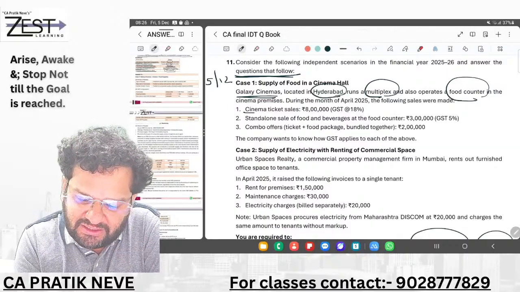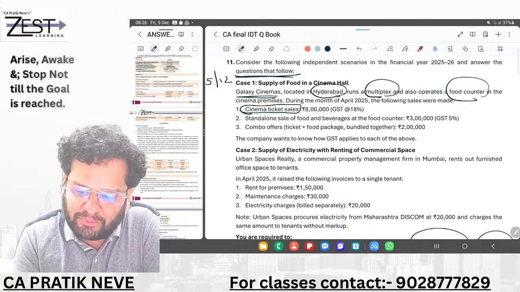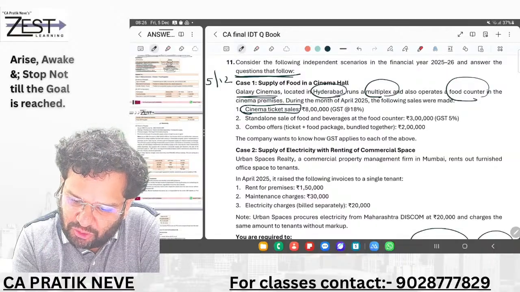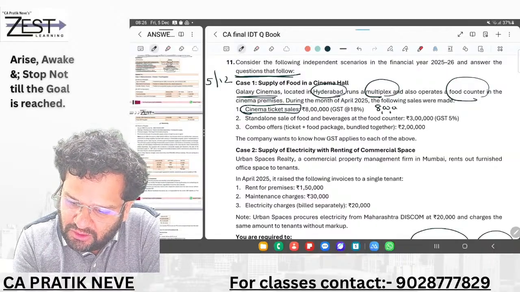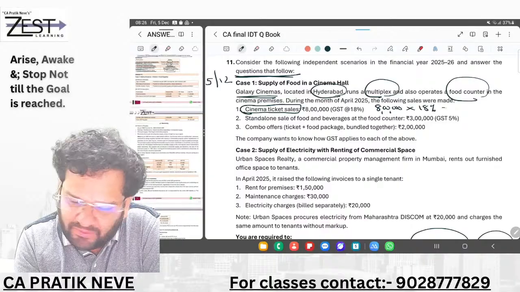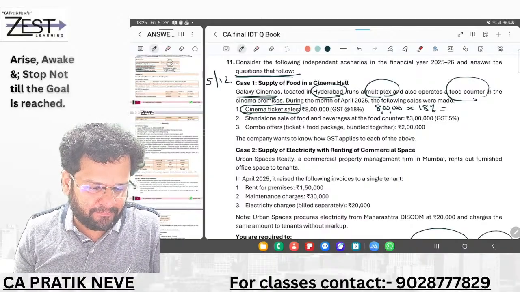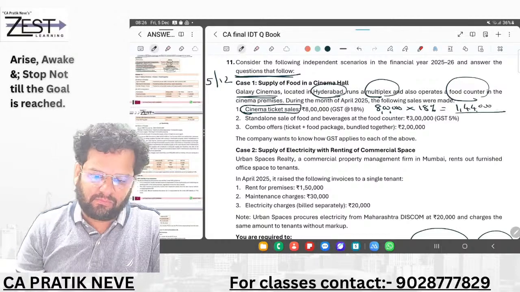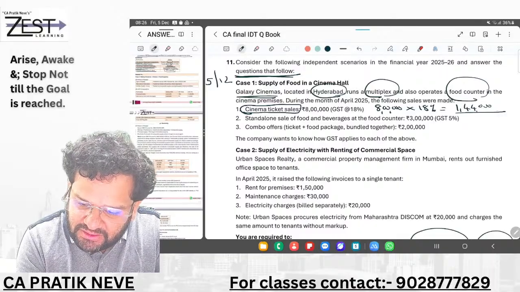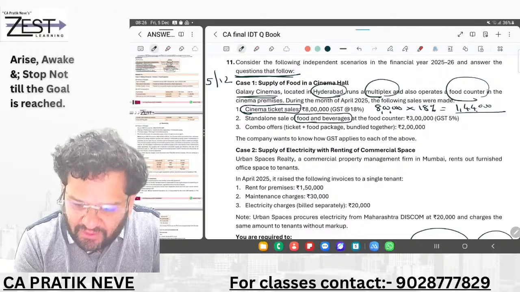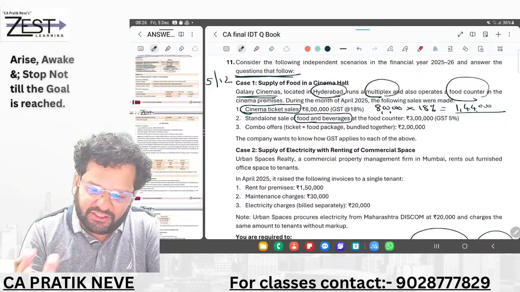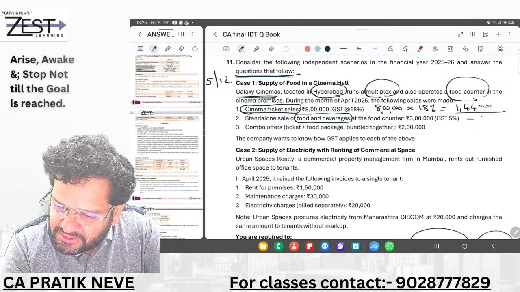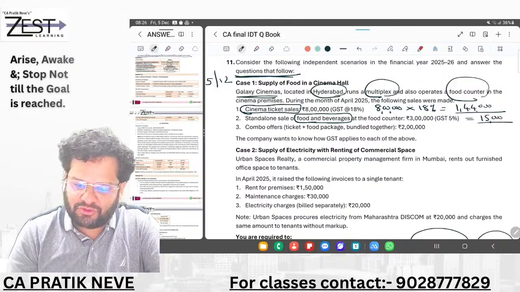Cinema ticket sales. Obviously, this is supply of service of movie ticket sale. So this will be chargeable to GST at 18%. No doubt. So 8 lakh into 18%, GST will be 1 lakh 44,000. Then standalone sale of food and beverages. This is a sale of food and beverages only, a restaurant service. So on this 3 lakh at 5%, GST will be 15,000.